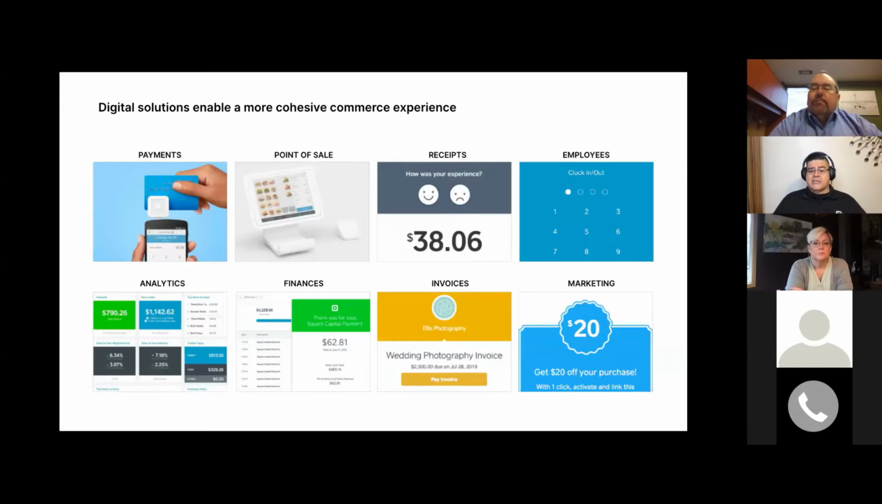So Square set out to make business operations more digital, real time, and integrated, really all into one platform, to help provide those business owners with holistic information about their business, and not just about payments, but also inventory levels, customers, employees. We want our sellers to be able to make informed decisions about their business overall.